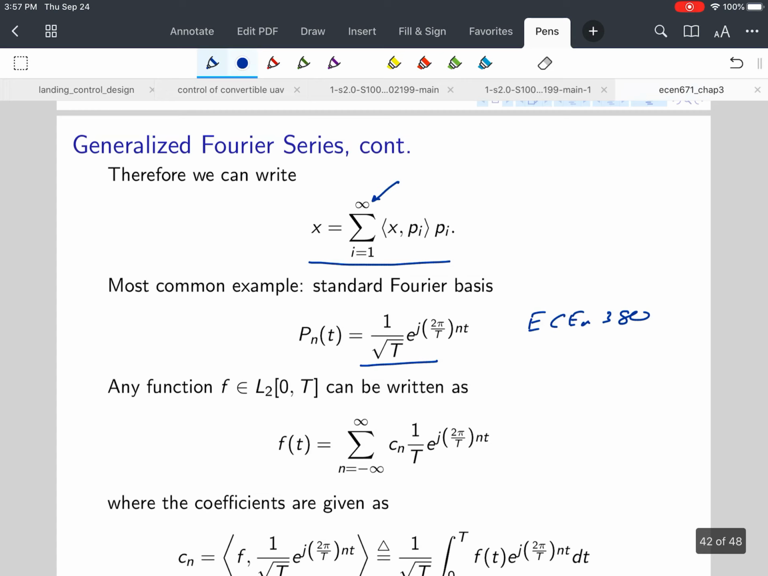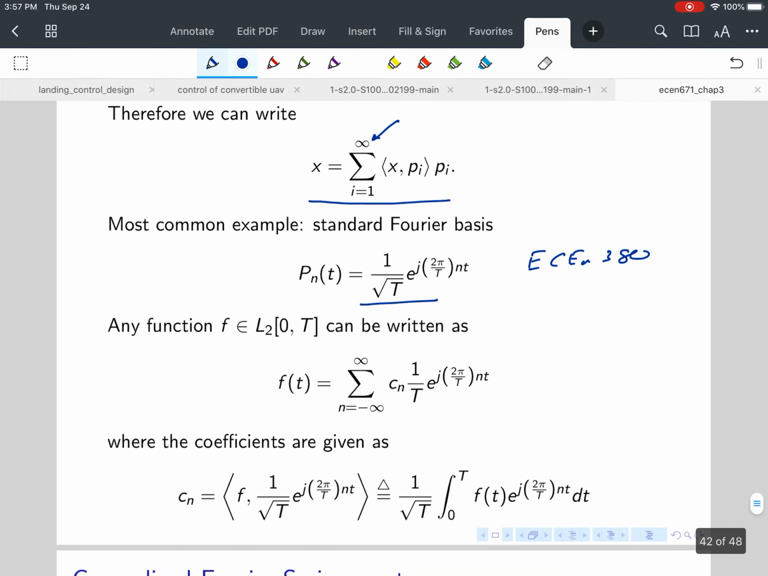Now, any function f in L2 can be written as a Fourier series. It should be a square root here. Cn times each of those pn's, and the coefficients are going to be given by taking that function and projecting it back onto each of those basis vectors, and so we get that Cn is equal to this. These two equations here are the standard Fourier transform pair.